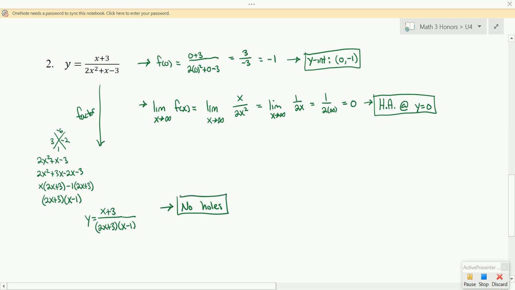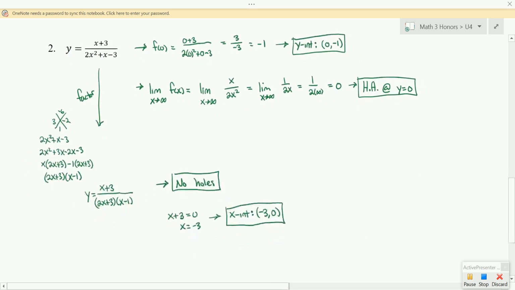Then we're going to check for x-intercepts. So we just grab the numerator and set the numerator equal to 0. We end up with x is negative 3, so that tells us we have an x-intercept where? Good. So put it as a point, box that in. All right. And we need to find one more thing before we start graphing.